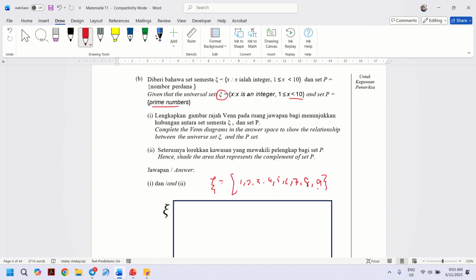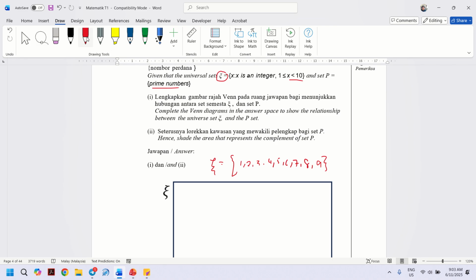So the set P is the prime numbers. What are the elements in set P? Prime numbers must be from the universal set, so they are 2, 3, 5, and 7. Complete the Venn diagram in the answer space to show the relationship between the universal set and set P.